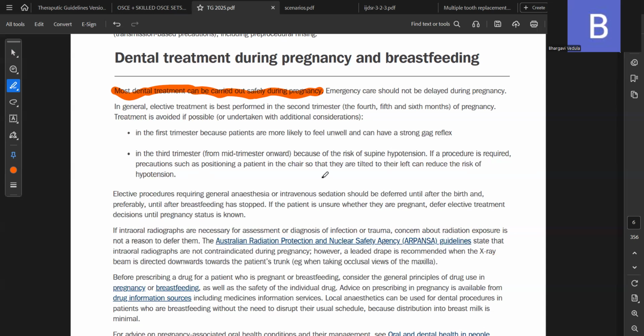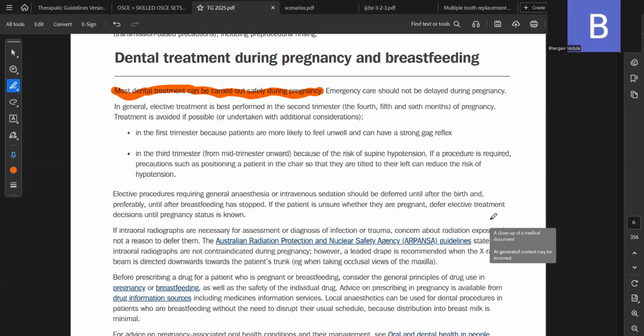And in the third trimester, from the mid trimester onwards, there is the risk of supine hypotension, as their belly grows bigger and bigger, it ends up putting pressure on the inferior vena cava in the supine position. If a procedure is required, precautions such as positioning the patient in the chair so that they are tilted to their left can reduce the risk of hypotension. So when the big belly is growing, when the baby is growing, it will put pressure on the veins and the patients end up having supine hypotension.